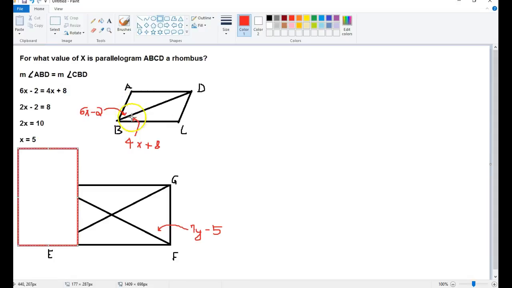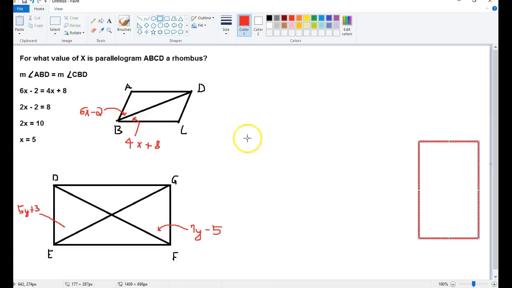We're not going to solve these back in to find the angles. They just want to know what the value of x has to be. For the question, you're going to use this picture here.